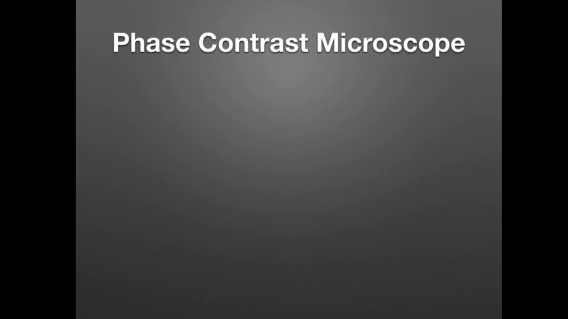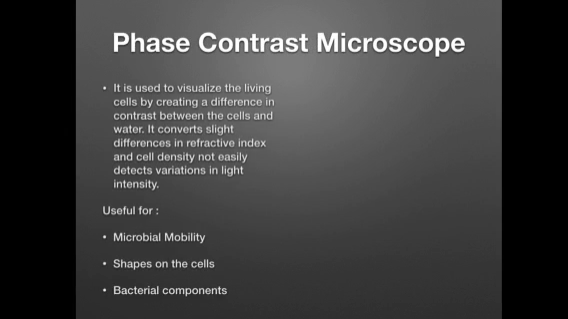Second type of microscope is the phase contrast microscope. It is used to visualize the living cells by creating a small difference in contrast between the cell and water. It converts a slight difference in the refractive index in cell diversity, which does not easily detect the variation in light intensity. This microscope is useful for microbial mobility and finding out the shapes of the cells and the bacterial components.